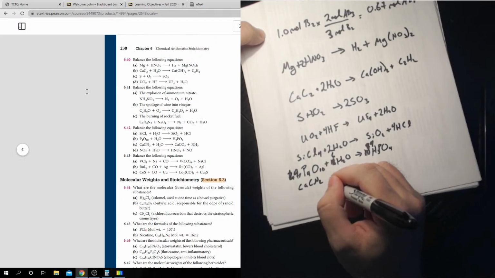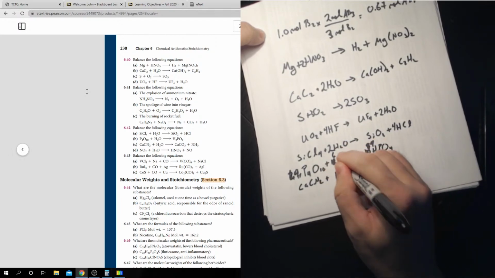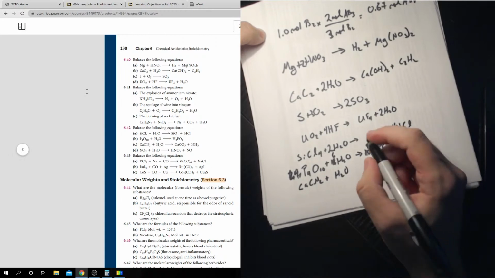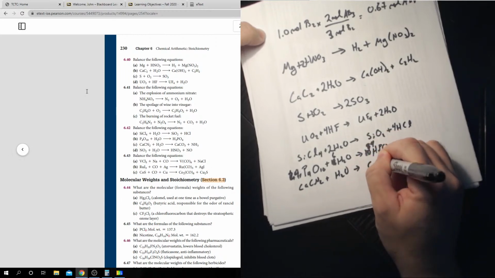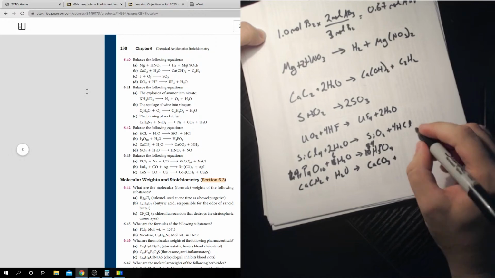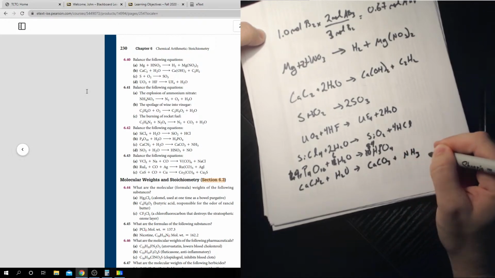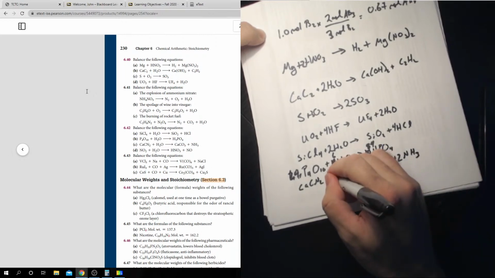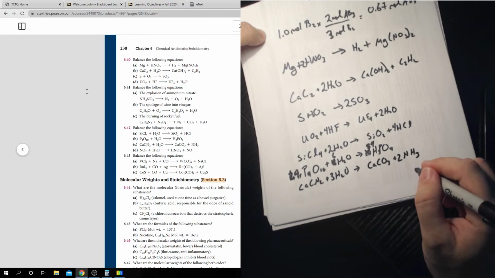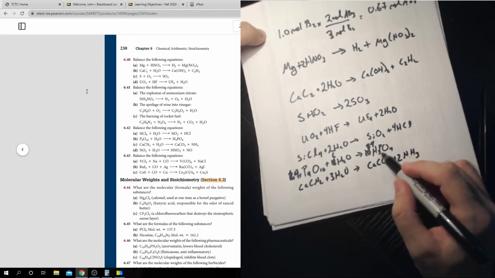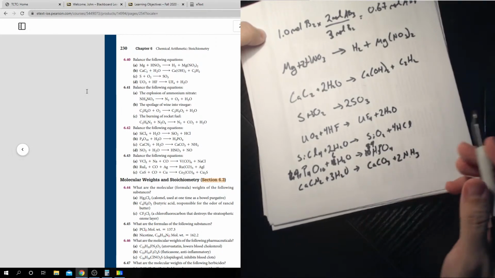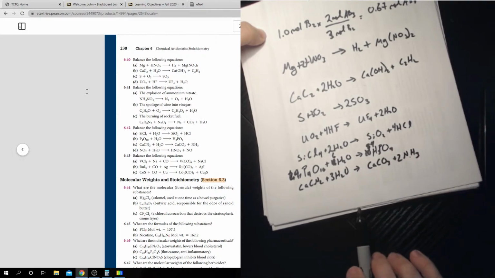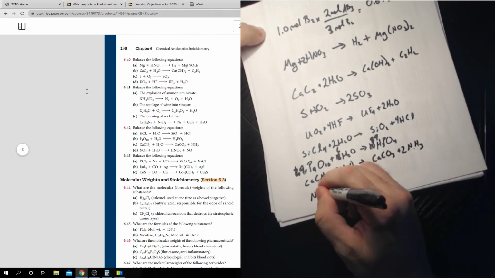CaCN2 plus H2O. I have no idea what that guy is. Yields limestone and ammonia. So we'll need 2 of those to start with. It gives us 3 of these guys. And I think that's all she wrote. Yep. Because 2 nitrogens meets 2 nitrogens, 6 hydrogens means 3 times 2 is 6 hydrogens, 3 oxygens means 3 oxygens, and we have 1 each of calcium and carbon. Booyah.